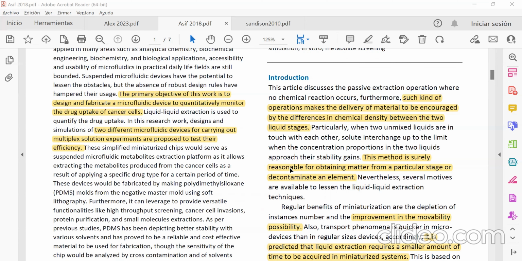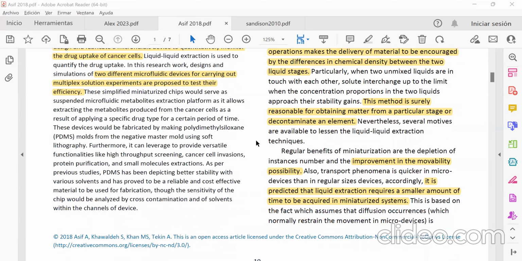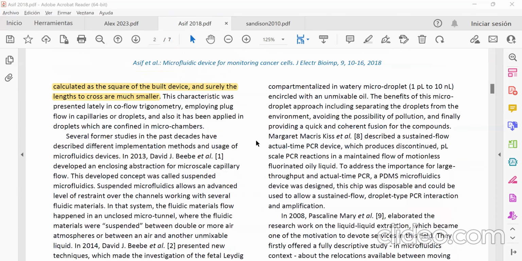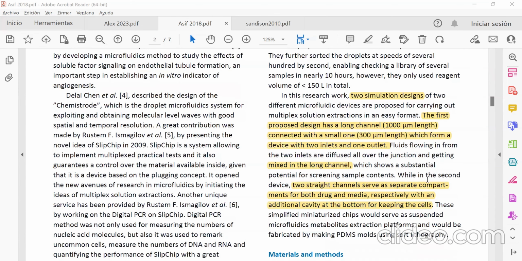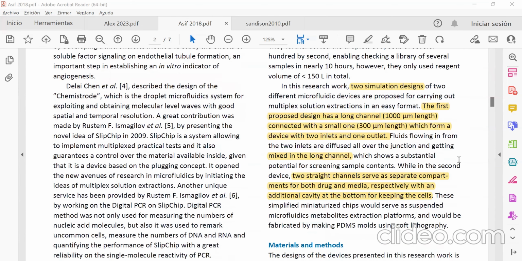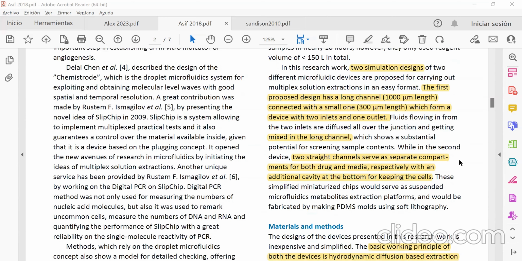In this experiment, the authors designed two microfluidic devices, and the design was proposed considering some characteristics. The first proposed design has a long channel connected with a small one, which helps to mix the two fluids in the long channel.